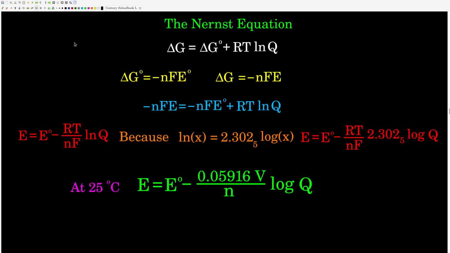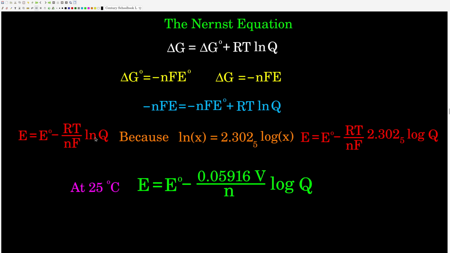Okay, the Nernst equation. It's a beautiful equation. You're going to love it. So we know from the Gibbs free energy module that delta G is equal to delta G0 plus RT ln Q, right? But we also know that delta G0 equals negative NFE0, and likewise delta G equals negative NFE. So all we do to get the Nernst equation, guys, is replace each of these delta G's with the appropriate negative NFE. So we get negative NFE equals negative NFE0 plus RT ln Q. And then if we divide through by negative NF, we get basically the Nernst equation: E equals E0 minus RT over NF ln Q.